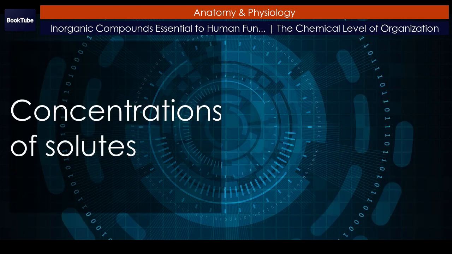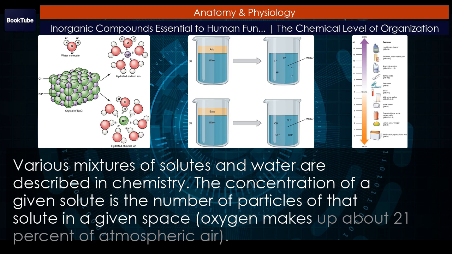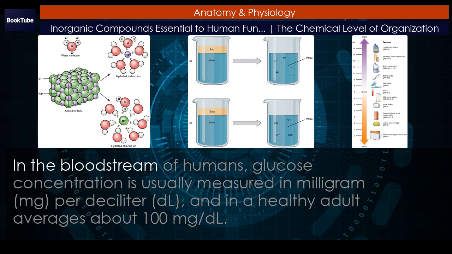Concentrations of solutes. Various mixtures of solutes and water are described in chemistry. The concentration of a given solute is the number of particles of that solute in a given space. Oxygen makes up about 21% of atmospheric air. In the bloodstream of humans, glucose concentration is usually measured in milligrams, mg, per deciliter, dl, and in a healthy adult averages about 100 milligrams per deciliter.